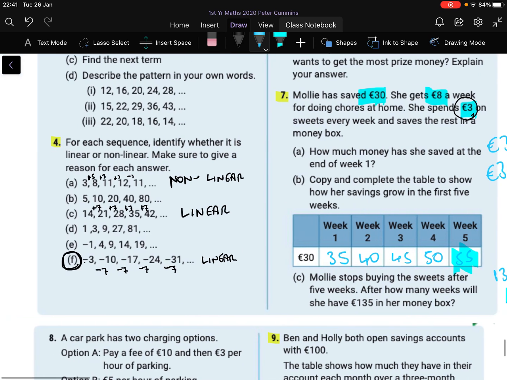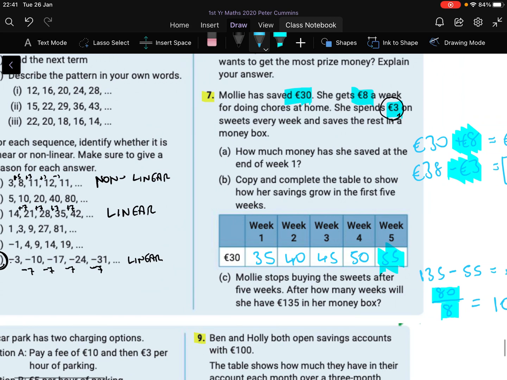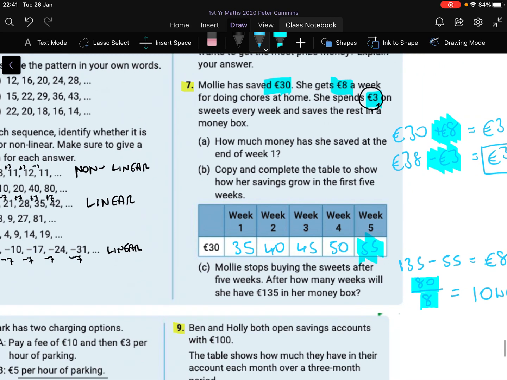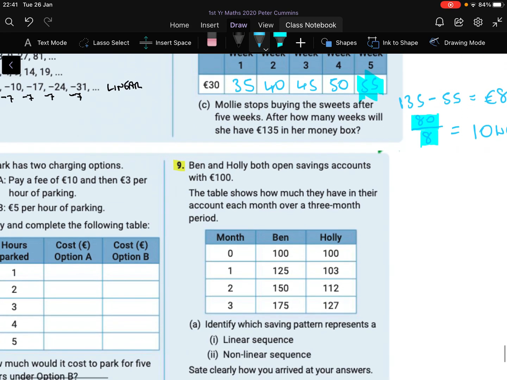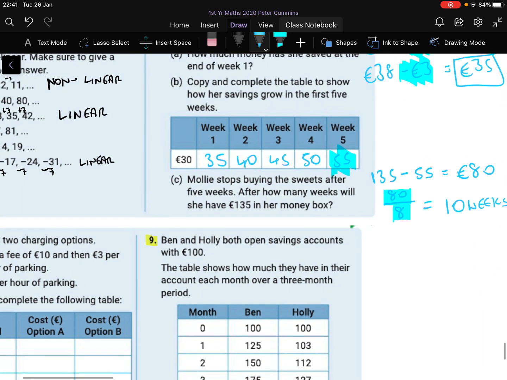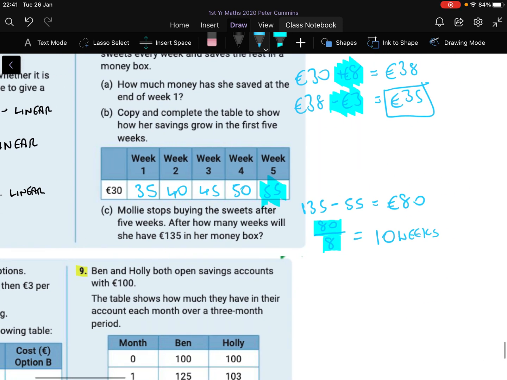So we'll go on and have a look. I didn't give 8, did I? Oh, sorry, 10 weeks. So be very careful there. I'm getting confused myself here now. So back to this question there. After how many weeks will she have 135 in her money box? So go back to that for a second.